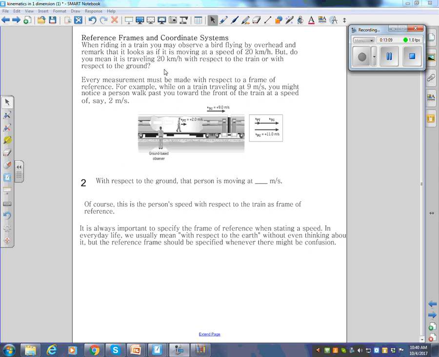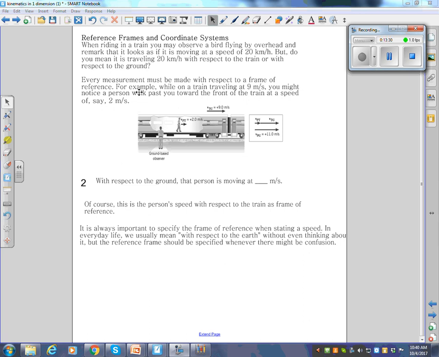We're on a train. Every measurement must be made with respect to a frame of reference. Jason and I are on the train. We have a different frame of reference than Anna does. She's at rest. She's standing still on the ground. We're moving.